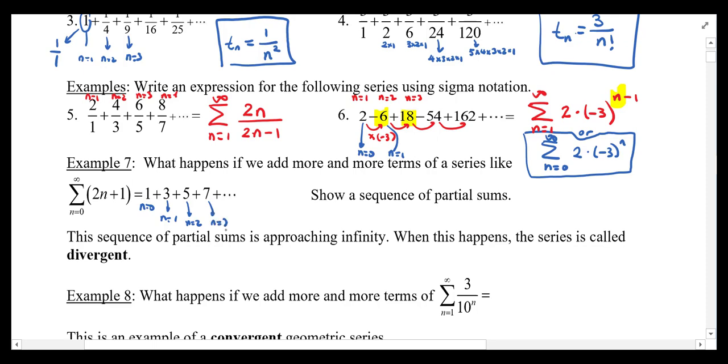It says show a sequence of partial sums. What do I mean by partial sums? Well, if I were to sum the first term, that's a partial sum. Yeah, I know it's just 1, but it's a partial sum. And I can ask you to sum the first two terms. That would be 1 plus 3, 4. I could do S sub 3, which is the sum of the first three terms, another partial sum. Yep, 9. See this?